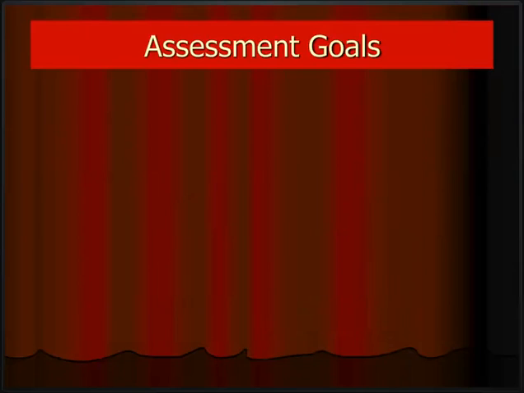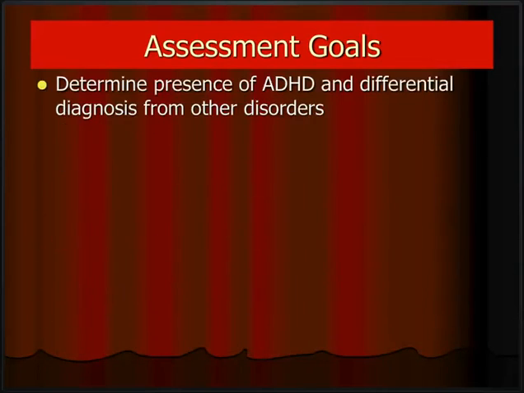To begin with, let's consider what the goals of the evaluation are likely to be. First, obviously, to determine the presence of ADHD and to differentiate it from any other disorders that may result in problems with inattentiveness. Many disorders produce problems with inattention, such as bipolar disorder, anxiety disorders, and depression, and so we need to differentiate whether ADHD is the best diagnosis to account for the symptoms that might be present, such as those of inattention.